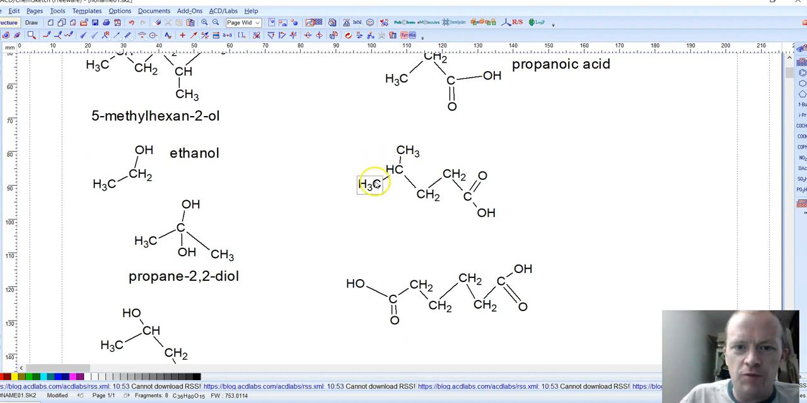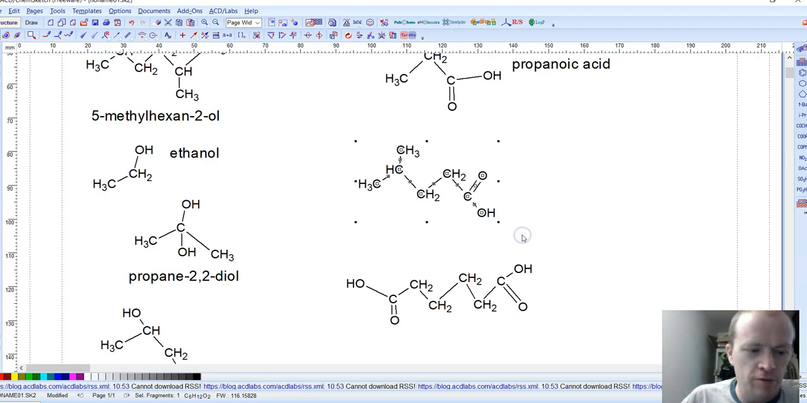Okay, here's another example. 1, 2, 3, 4, 5. That's the longest number of carbon atoms we can get. Still, 5 is the longest we could get. Now, we don't need a number for the carboxylic acid, but it still is going to get numbering priority. In other words, this is going to be carbon 1, and this is going to be carbon 5.